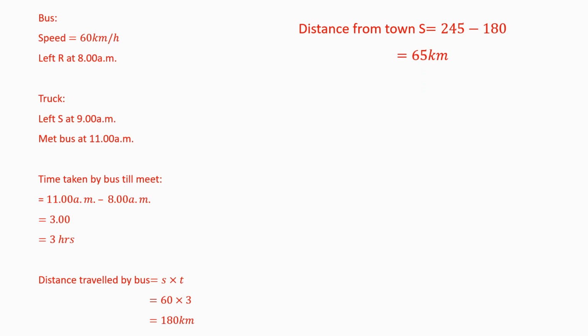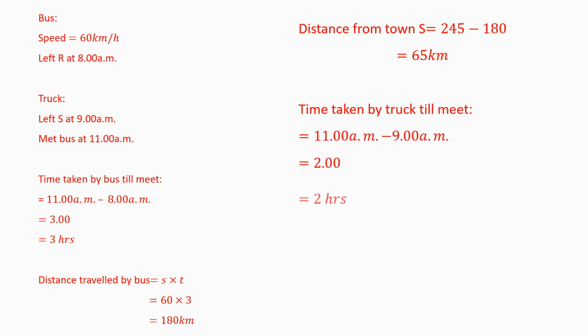Then we find the time taken, which is 11 a.m. minus 9 a.m. and the truck took 2 hours to get to the meeting point, and therefore the speed will be distance over time.